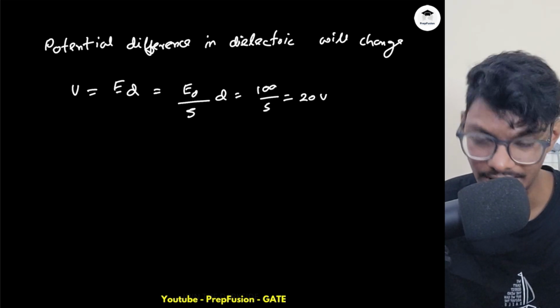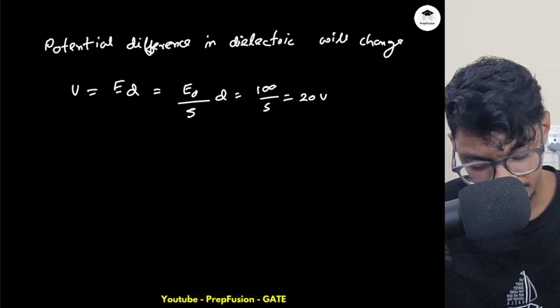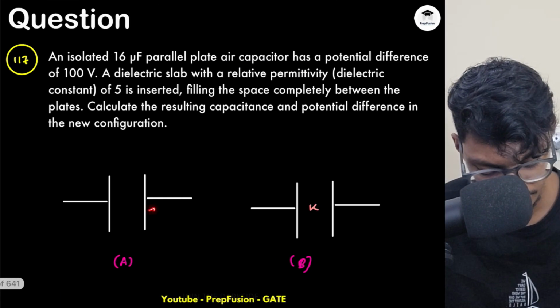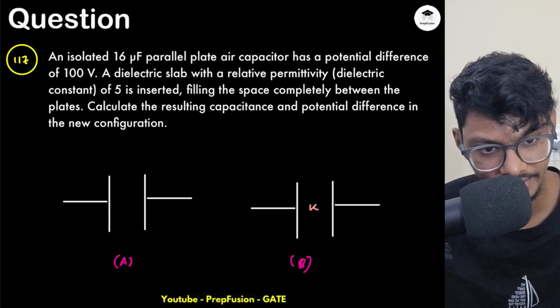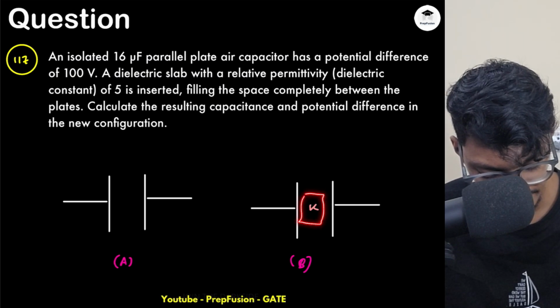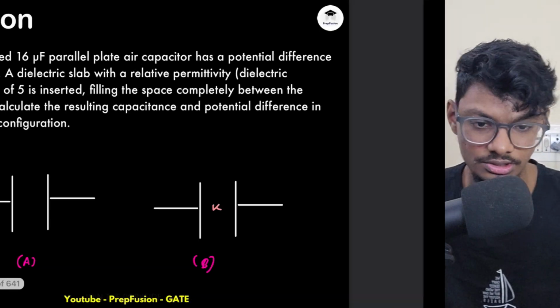This is something you have to understand, but they will generally not ask this question. Only they will ask the potential difference between the two plates. The potential difference between the two plates is still constant. It is 100 volts only, but just here the potential difference in the dielectric has changed. Okay, so that thing you should know.